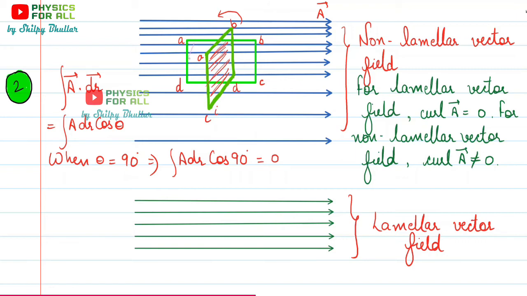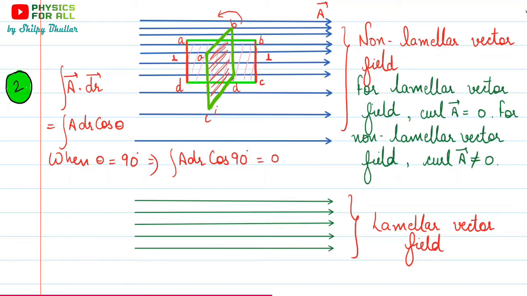What about this position? The one I'm highlighting in pink. In this case, the rectangle is aligned in the direction of vector field. But still you can see that the sides BC and AD are perpendicular to the vector field. We are concerned with line integral. So we have to see which side is in the direction of vector field and which side is perpendicular to the direction of vector field. Now you can see both BC and AD are perpendicular.